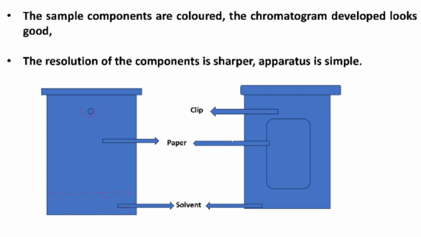The sample components are colored. The chromatogram developed looks good. The resolution of the components is sharper. The apparatus is simple. Here you can find ascending and descending chromatography apparatus.